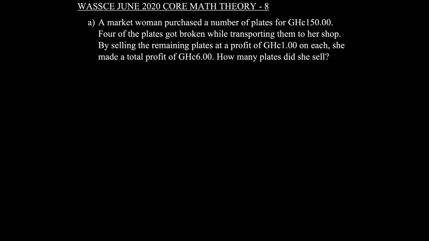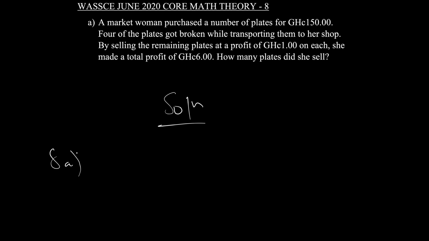A market woman purchased a number of plates for 150 Ghana cedi. 4 of the plates got broken while transporting them to her shop. By selling the remaining plates at a profit of 1 Ghana cedi on each, she made a total profit of 6 Ghana cedi. How many plates did she sell? So let's begin with the solution for question 8a.